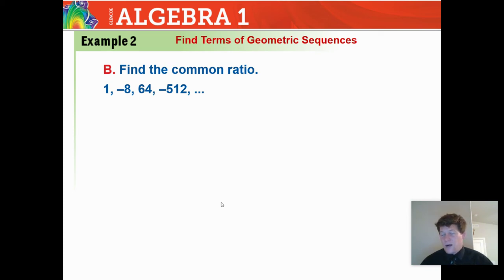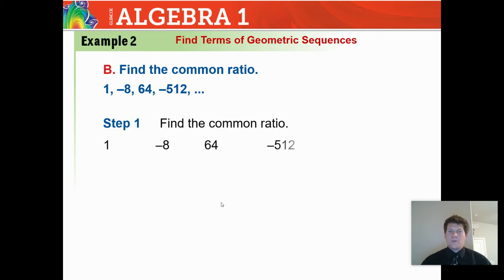This one's a little more obvious to tell it's not arithmetic because clearly from 1 to negative 8 and then from negative 8 to 64, that's not adding or subtracting the same amount. So to change your sequence, your list, by that large amount, you have to be multiplying. So let's find out exactly how much we're multiplying by dividing each term by the previous one.